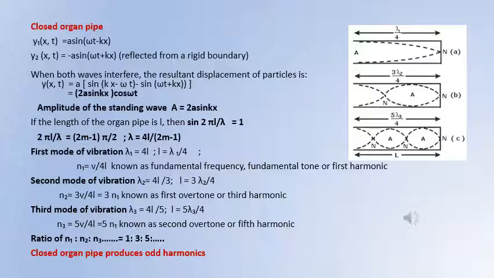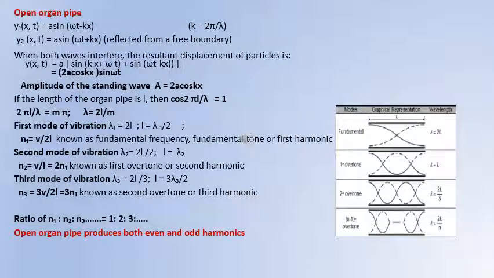Comparing the ratios, we get n1 is to n2 is to n3 as 1 is to 3 is to 5 and so on. So from here we can clearly see that in a closed organ pipe only the odd harmonics are present. In the diagrams, as you can clearly see, in the first we have a node and an antinode. In the second mode of vibration, we have two nodes and two antinodes, and in the third mode of vibration there are three nodes and three antinodes.